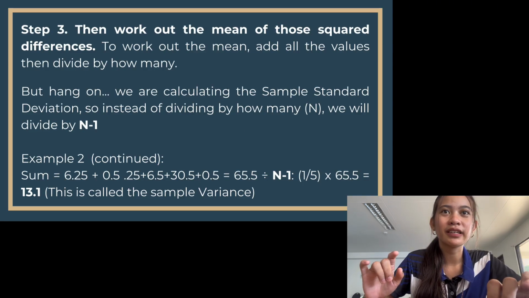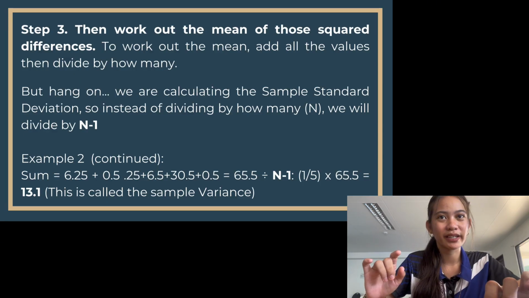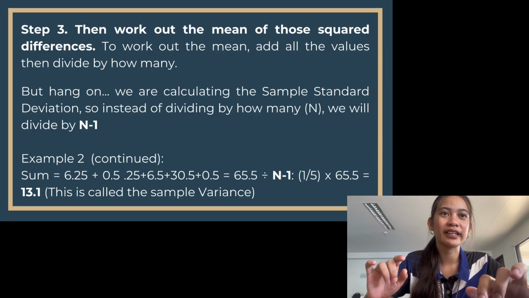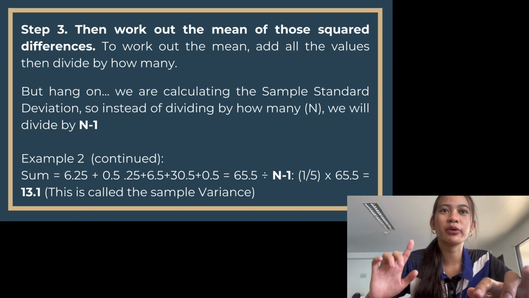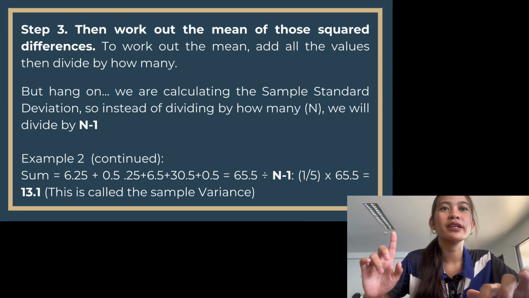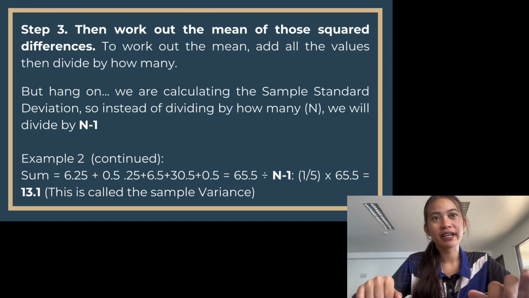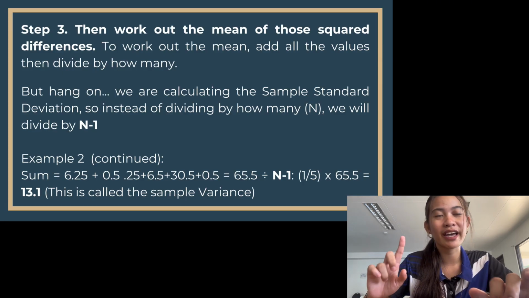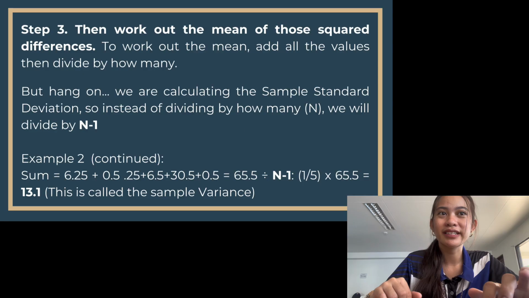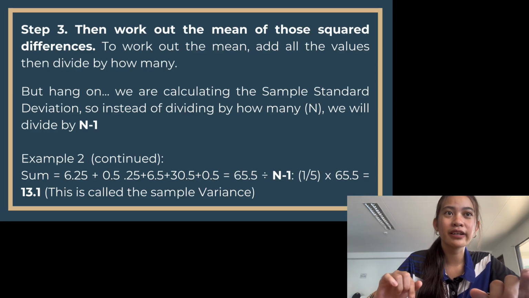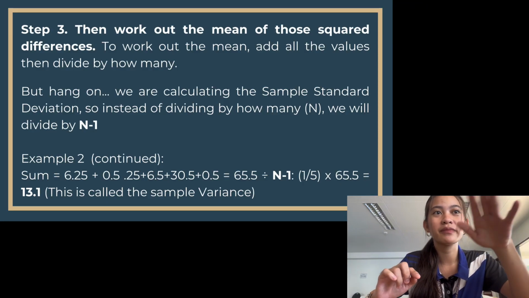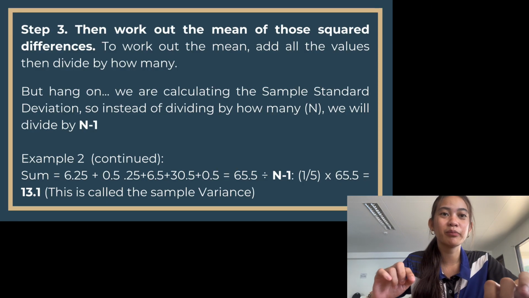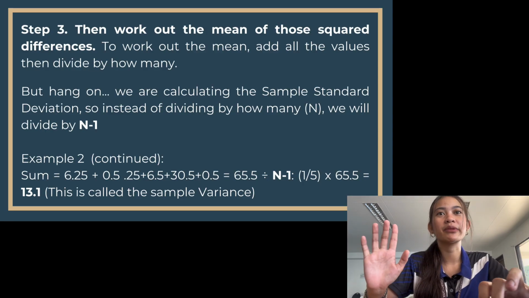So that would be 13.1. That is called the sample variance. You add 0.5, 0.15, 6.5, 30.5 plus 0.5, which equals 65.5, divided by n minus 1. So what is n minus 1? 6 minus 1, so 5. So 1 divided by 5 times 65.5 equals 13.1, and that is the sample variance.